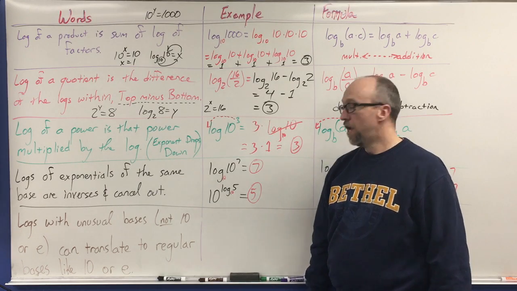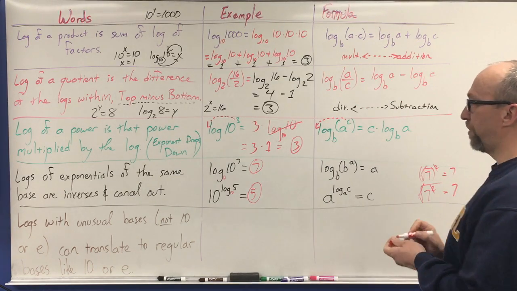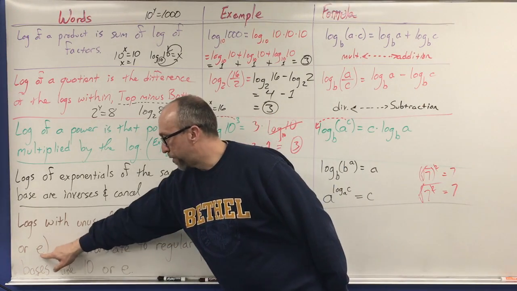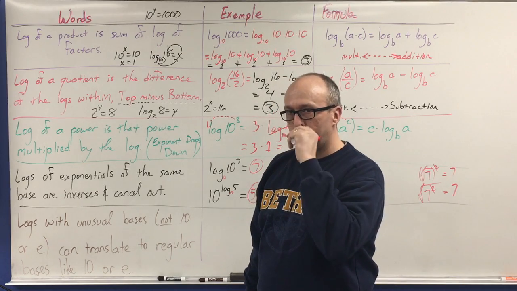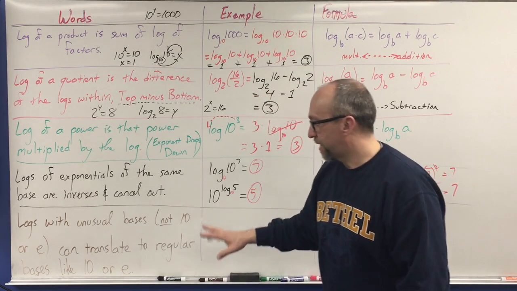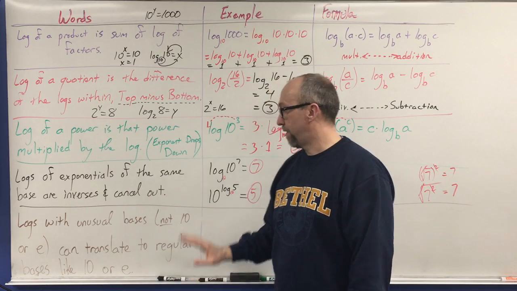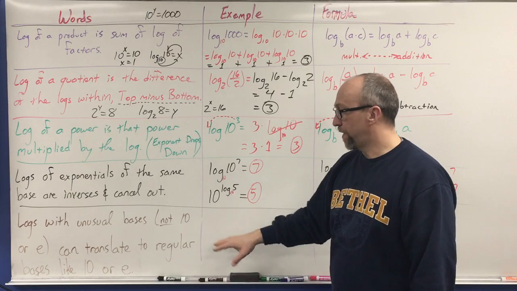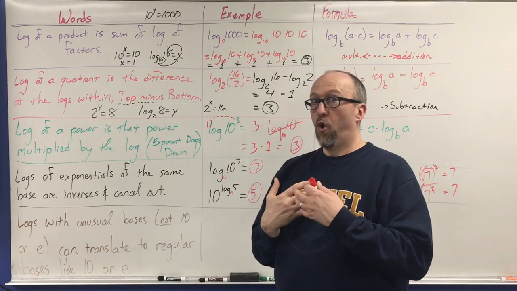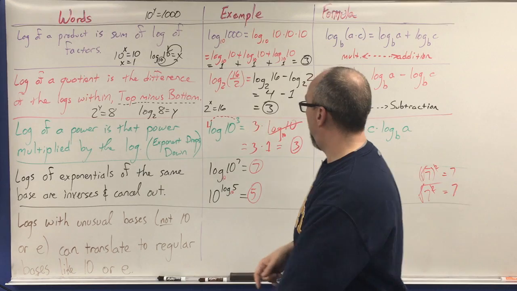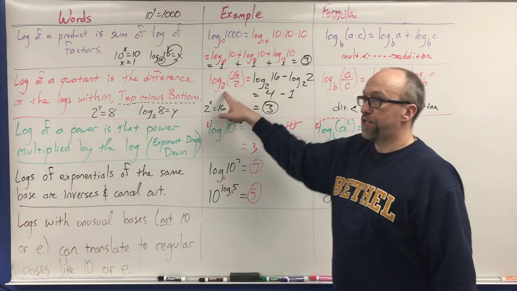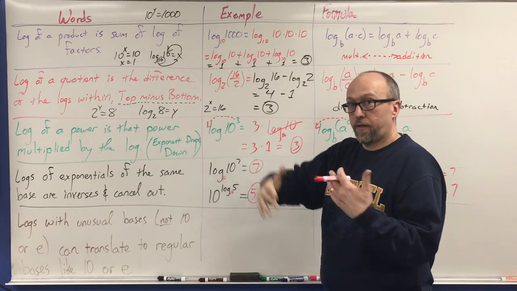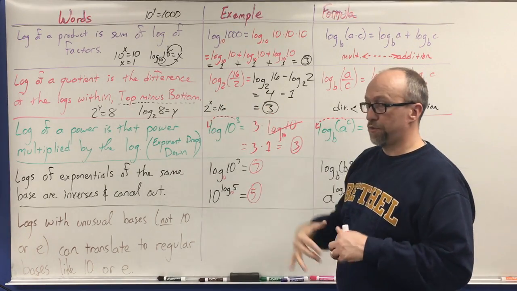Silly. Okay. Logs with unusual bases, not 10, not the number e, and we're going to get to the number e pretty soon, can translate to regular bases like 10 or e. This is called the change of base rule. The whole thing about the change of base is because we don't have calculators that can do log base 2. We just don't.